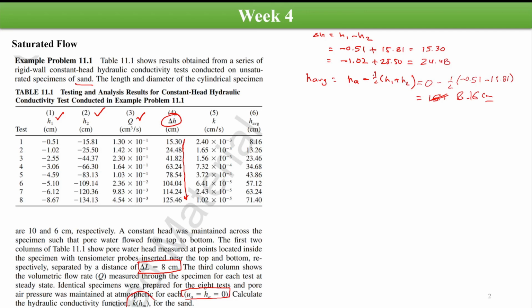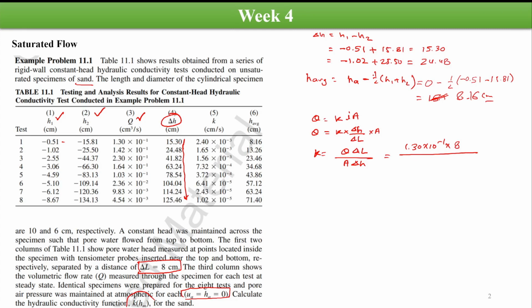Now for the calculation of the hydraulic conductivity, we can use the formula Q is equal to K into i into A, and in place of i, we can use delta H upon delta L. So we need to calculate the hydraulic conductivity function K, which is going to be Q times delta L upon A times delta H, right? For the first experiment, the value of Q is given in centimeters per second as 1.30 into 10 to the power minus 1. The value of length is given as 8 centimeters. All values are kept in centimeters and seconds.